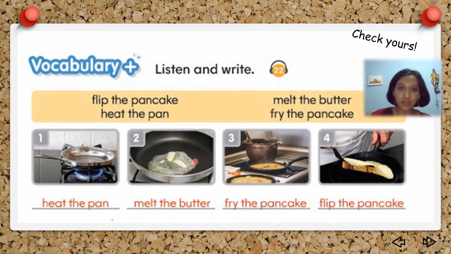And the second one, the picture is this. So it will be melt the butter. Yes, melt the butter. And next we have fry the pancake. Fry the pancake. And the last one, number four, is flip the pancake. Flip. So can you see the picture? Okay, so is your answer correct here?